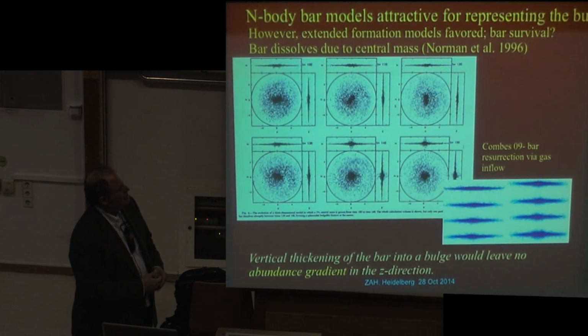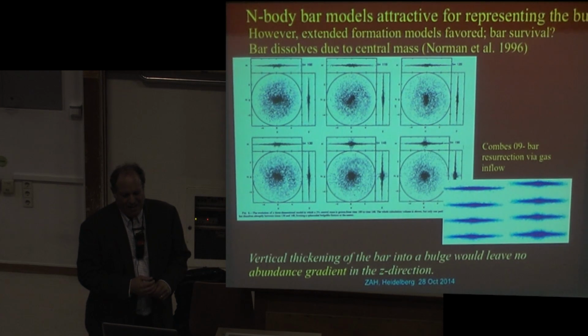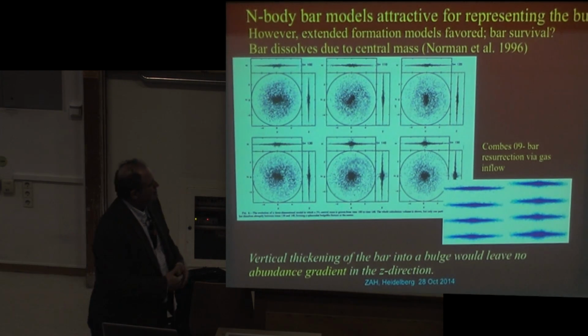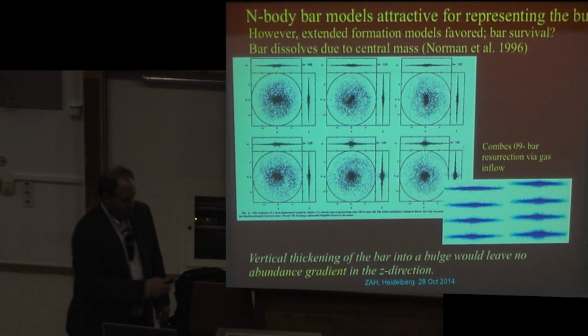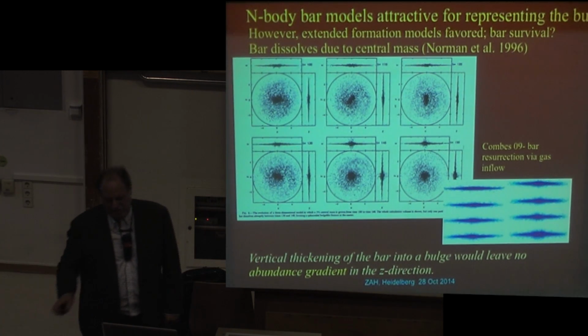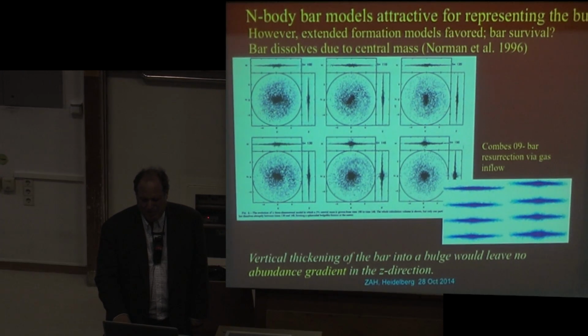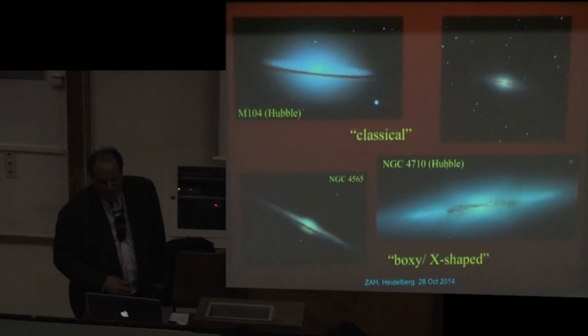This is the early work of Norman et al. and Raha, Sellwood et al. in '91, I think. It's one of the first publications of this idea of a massive disk dynamically forming an m=2 disturbance and then making a bar. And then here's Combes's bar resurrection scenario, which is interesting, but I'm not so sure that we will actually see that in nature. But there are certainly many N-body models, including the one I'll show later, that form bars.